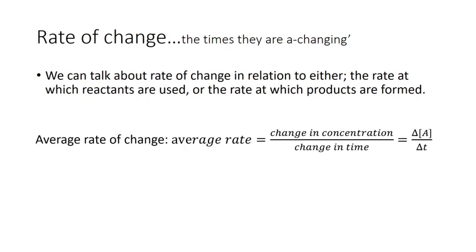We also tend to talk about the average rate of change, right, where average rate of change equals the change in concentration over the change in time, or delta concentration over delta t, or dx by dt for those who are into calculus.